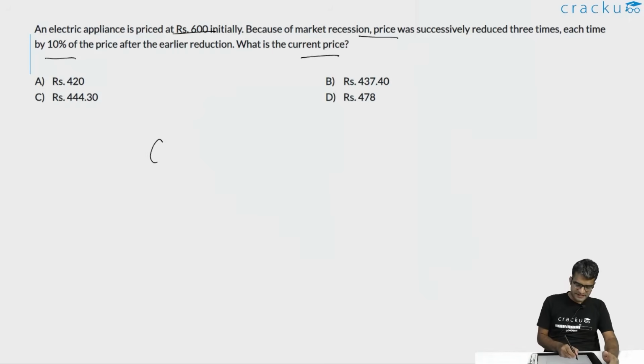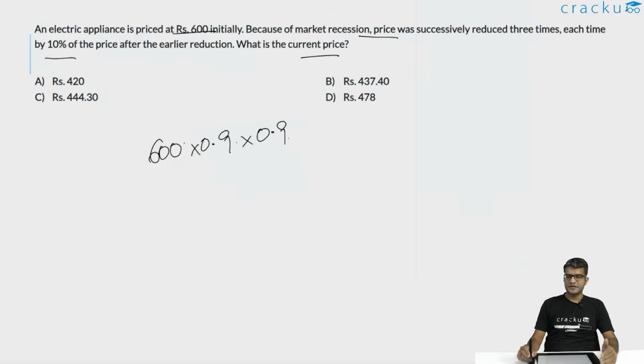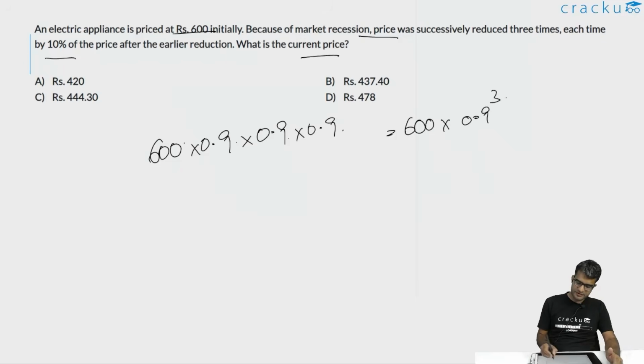So initially it is 600. After it is reduced by 10%, it becomes 600 into 0.9. After it is reduced by another 10%, it becomes 600 into 0.9 into 0.9. After it is reduced by another 10%, it becomes another into 0.9. Or the price becomes equal to 600 into 0.9 whole cube. This is equal to 437.40 rupees, which is option B.